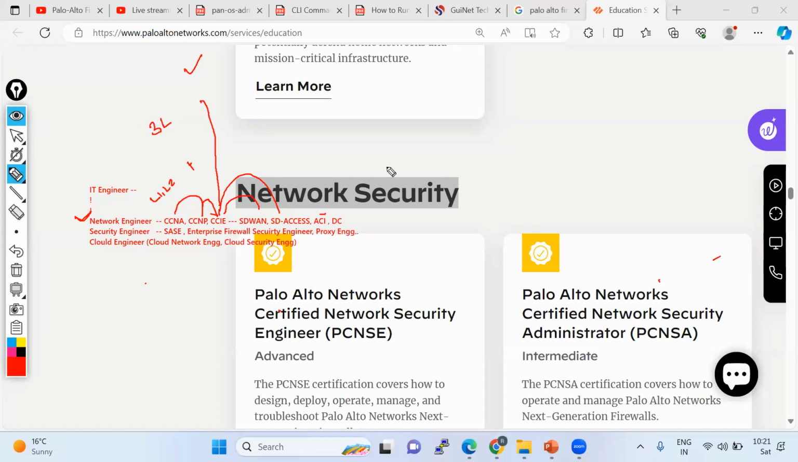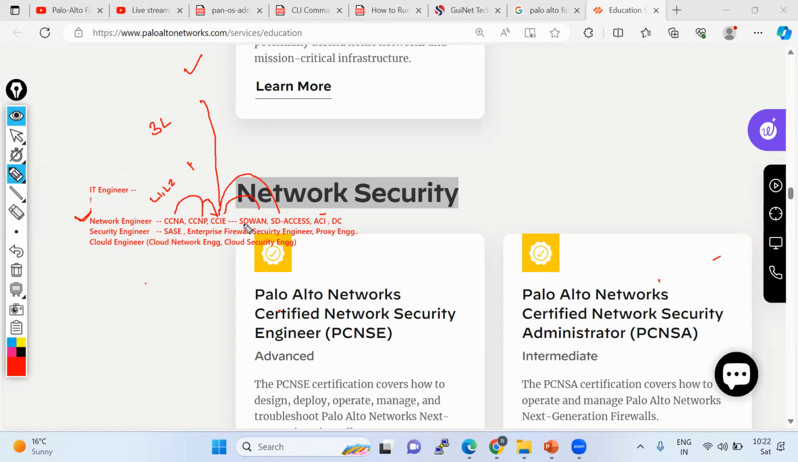But at the same time, you have to learn either of the technologies. Either you have to learn in network technology, or you have to learn in terms of security technology. You have to advance your career as a CCIE, SD-WAN, right? You have to advance your career in terms of SDX, right? You have to advance your career in terms of ACI data center. Then you have more opportunity.